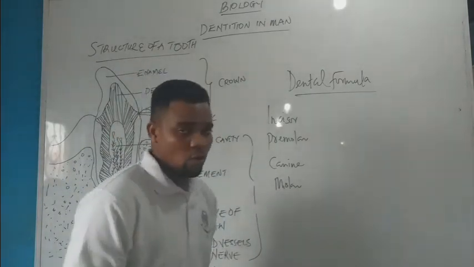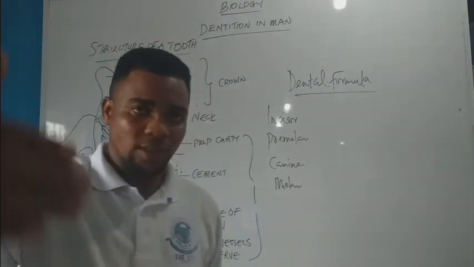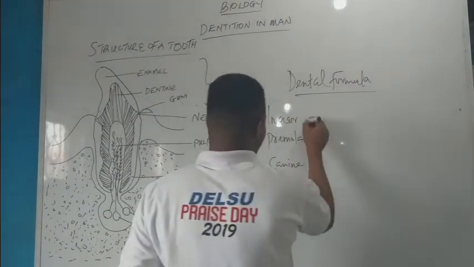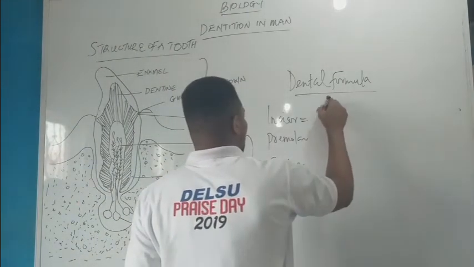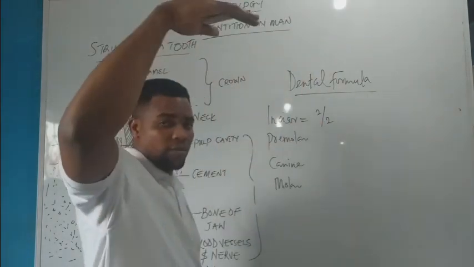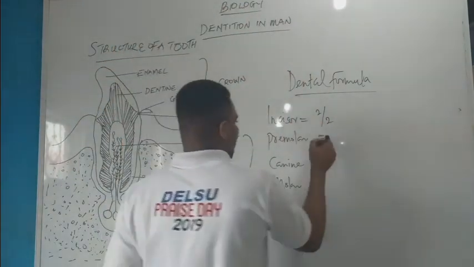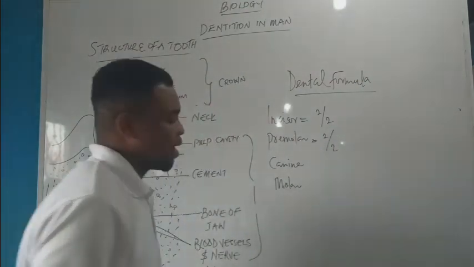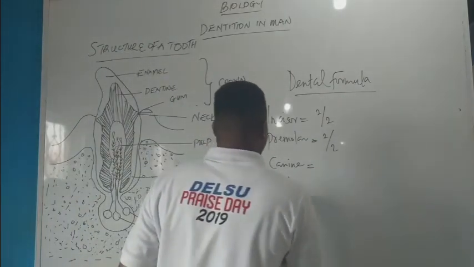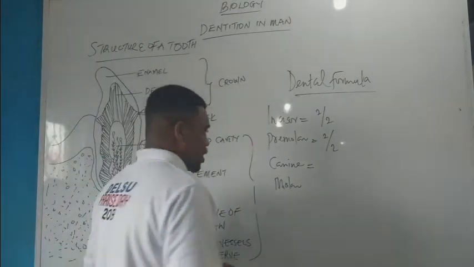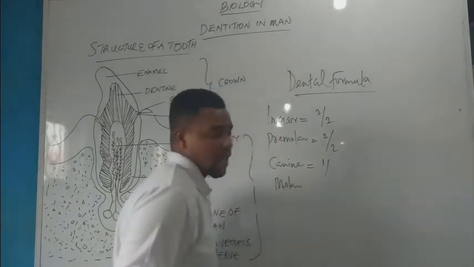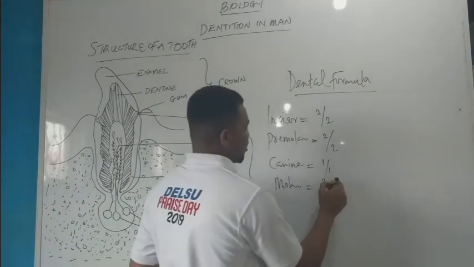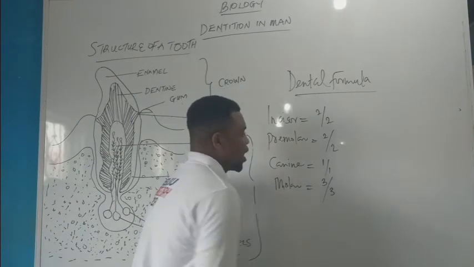The dental formula shows the number present up and the number present down, at the mandible and at the maxilla. Now, look at it. For incisors, man has 2/2, that means 2 incisors at the mandible, 2 incisors at the maxilla. For premolar, man has 2 at the mandible, 2 at the maxilla. For canine, 1 at the mandible, 1 at the maxilla. For molar, 3 at the mandible, 3 at the maxilla.